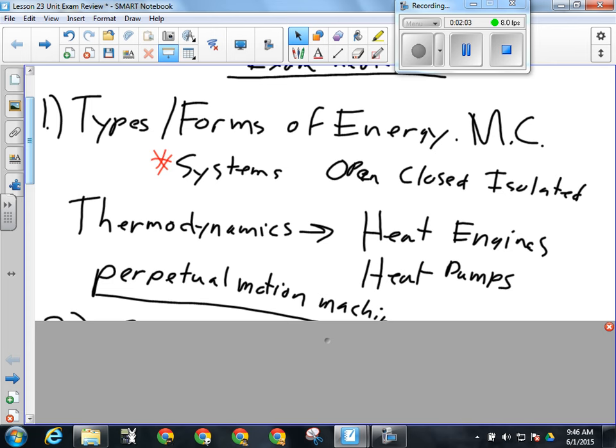So, does that mean you need to review the laws of thermodynamics? Yes, it does. Make sure you go over that right at the start of this unit, where we talked about the first law of thermodynamics being the law of conservation of energy. The second law of thermodynamics talks about heat moving from hot to cold, that kind of stuff.